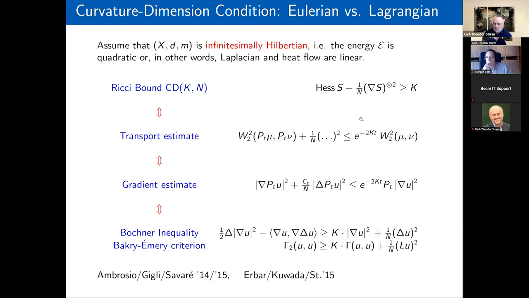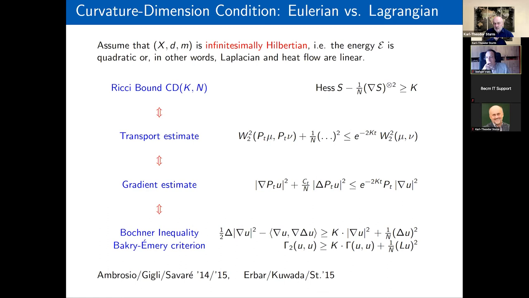And on the other hand, it's very intuitive to believe that a K-convex functional provides us with gradient flows which have this contraction property. So if you forget about N, then this inequality is an intuitive consequence. Technically, it's much more complicated. It's not so obvious to prove it in this general setting. And finally, there is an equivalence between transport estimates and gradient estimates, the so-called Kuwada duality, which allows us to pass between these two estimates, and this provides us then with this very far-reaching equivalence of Lagrangian and Eulerian characterization. And this is at the heart of all the subsequent results.